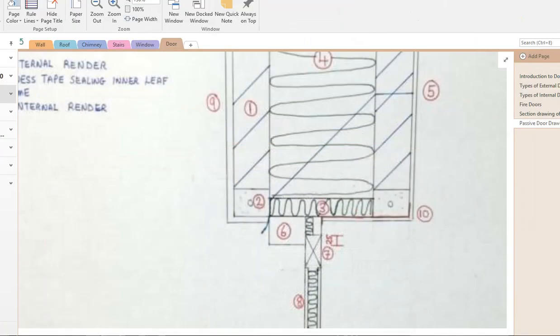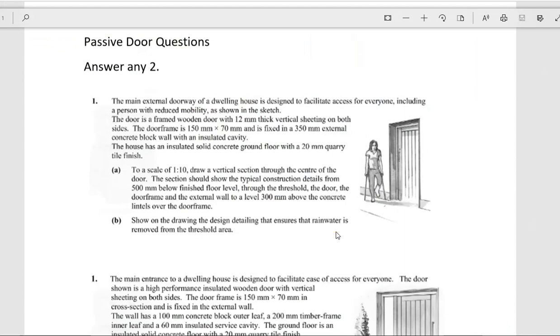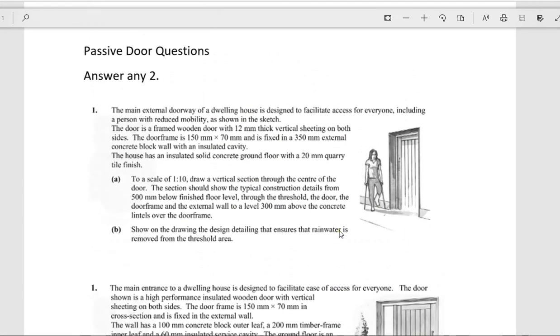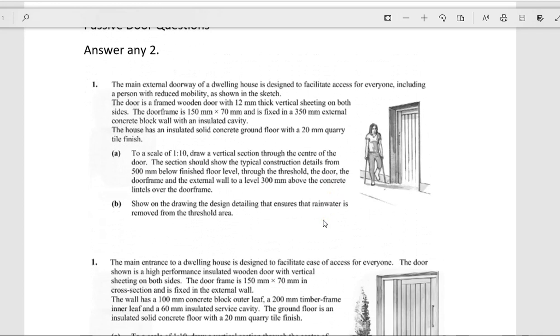Now finally, we'll have a look at some exam questions. So what we have here is 3 exam questions. So the first exam question here, it's from a higher level paper. The main external doorway of a dwelling house is designed to facilitate access for everyone. So you'll notice in this case here we have a person on crutches.